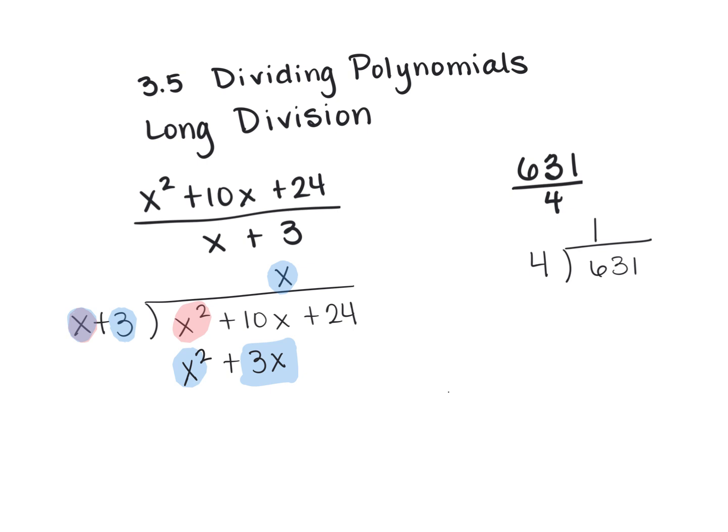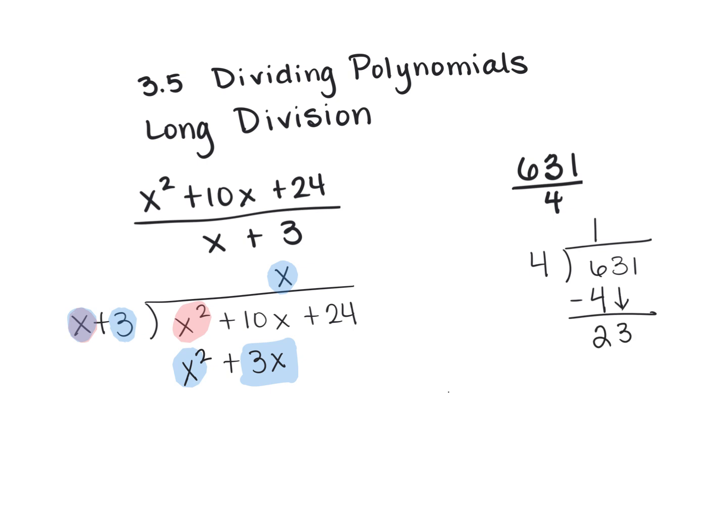Now, I'm going to come back over to the other one. So I have 4 goes into 6 one time, and then I do 1 times 4, which is what we did with our polynomials as well. So I have 1 times 4 is 4, and then we subtract. So when I subtract, that gives me a 2, and I bring down my 3.